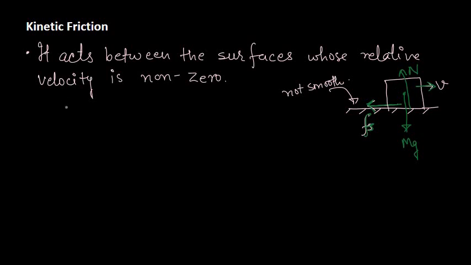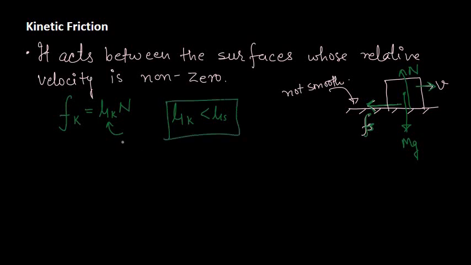So the kinetic friction Fk, force of kinetic friction, is equal to mu k times N, where mu k is a constant and that is called the coefficient of kinetic friction. You must remember in static friction it was mu s, so mu k is always less than mu s. So that is one relation between mu k and mu s, that mu k is less than mu s.